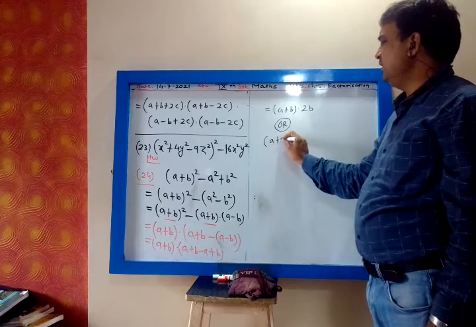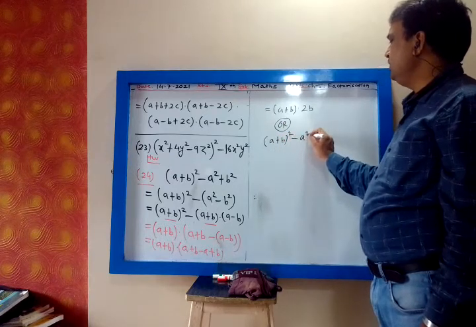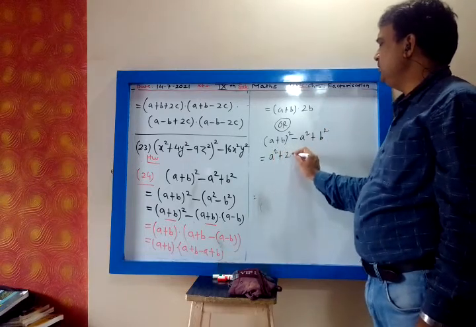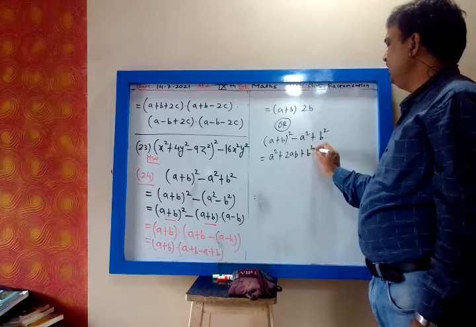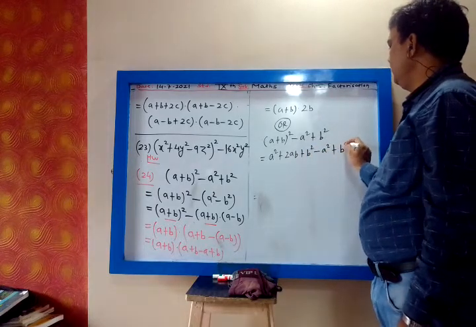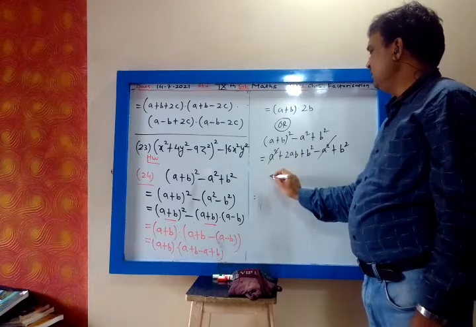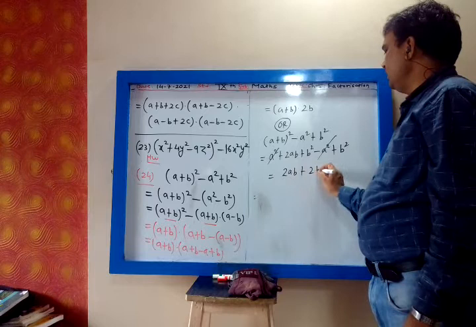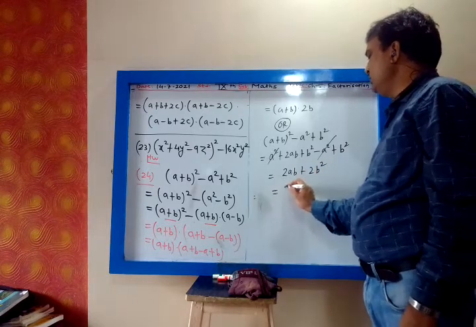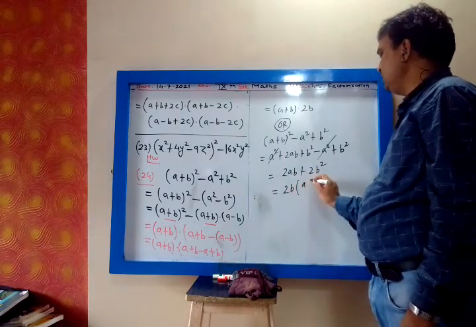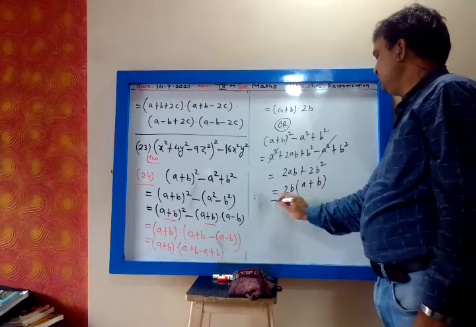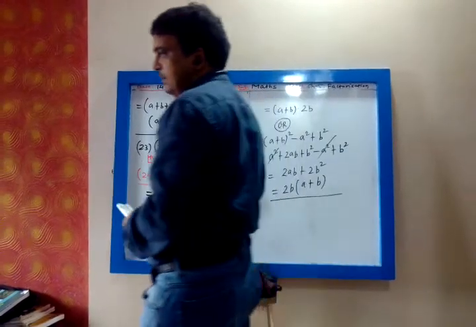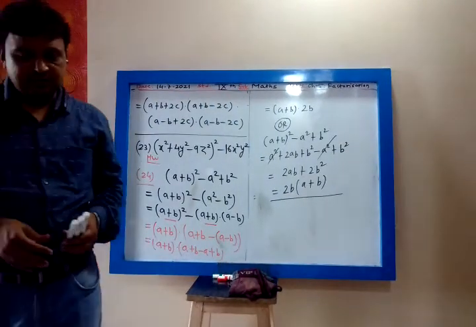(a plus b) whole square minus (a square plus b square). You can use the formula (a plus b) whole square: a square plus 2ab plus b square, minus (a square plus b square). A square gets cancelled. What is left? b square plus b square, that is 2ab plus 2b square. Then what is common? 2b is common. Then what is left? a plus b. This is the answer. So both the methods are applicable because a square gets cancelled.